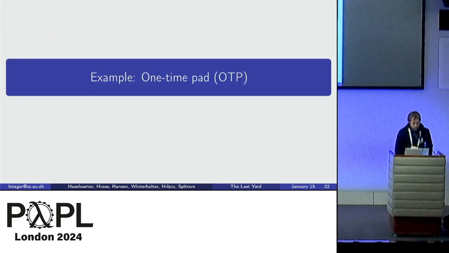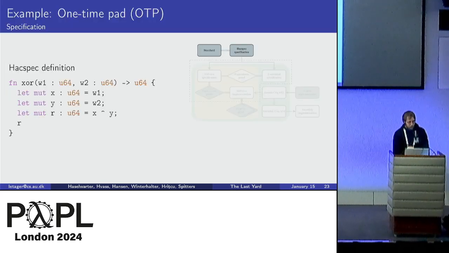Now, I'll show the workflow on an example, and the example will be this one-time pad. So if we have a Hacspec definition, which is more or less just Rust here, we have some mutable bindings. So we take two inputs, store them in some memory locations, then take the XOR between them, and store that in a memory location and return that. Here we're using memory locations just to illustrate how memory is handled by the translations.